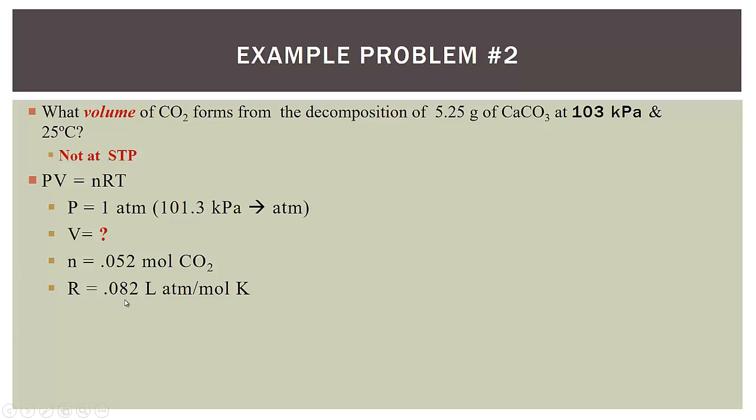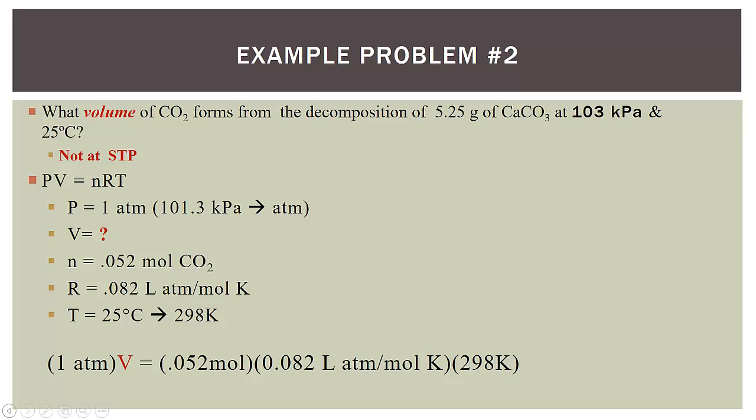Now remember, there are different values of this depending on the units, so always be aware of that. And temperature, we know it's 25 degrees Celsius. We convert that to Kelvin by adding 273 and end up with 298 Kelvin. Remember, Kelvins have no degrees. And so if we put this in PV equals nRT, we divide the right-hand side by 1 and end up with our volume. Our volume in this case is 1.27 liters of carbon dioxide. So hopefully that's pretty straightforward. We had to find the moles of CO2 first using standard stoichiometry, and then, since it's not STP, plug it into PV equals nRT.